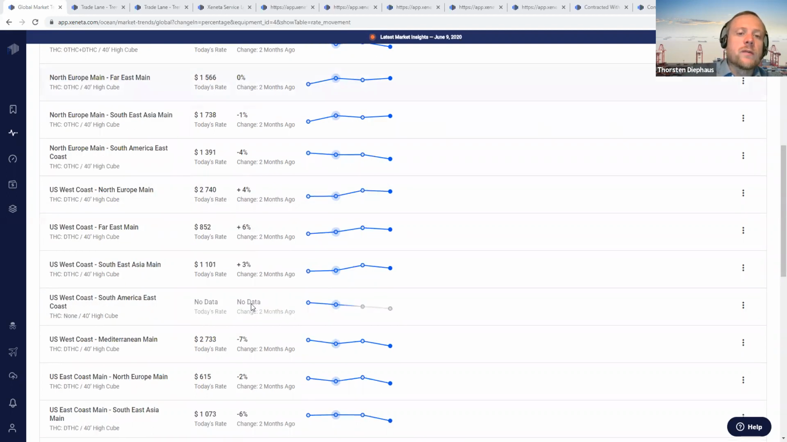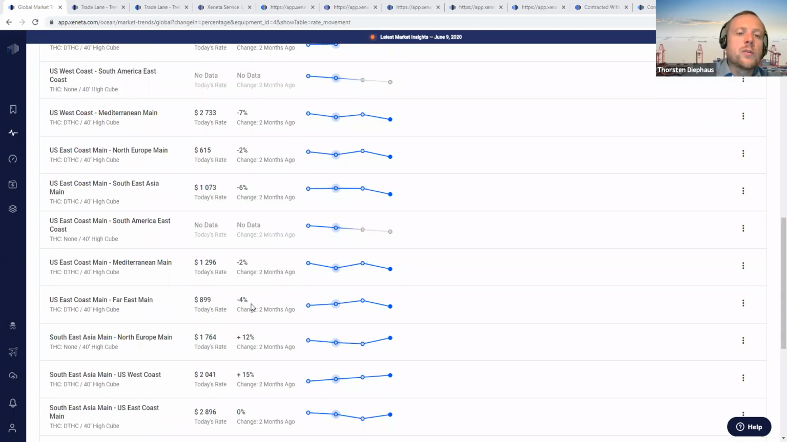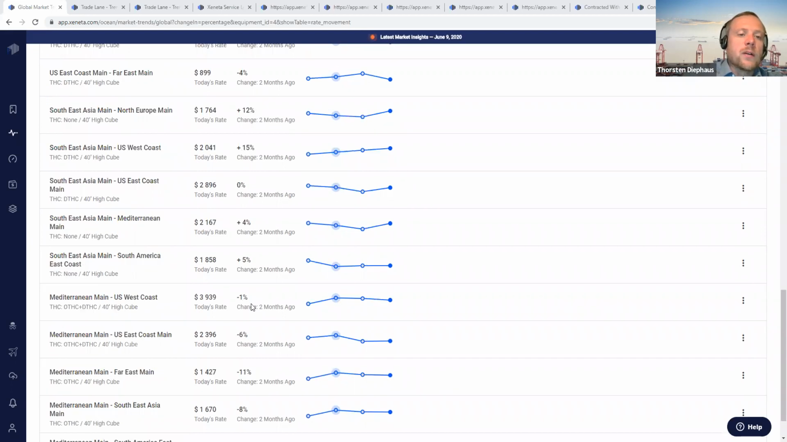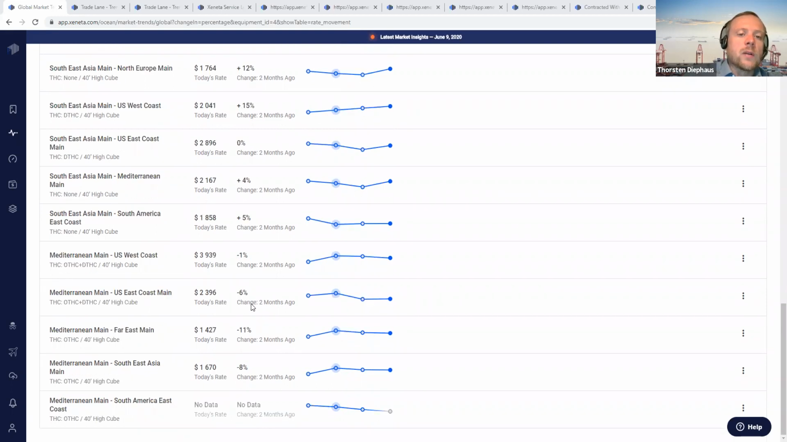This is all the trades where we predominantly see a quite stable short-term rate or even an increased one. There's just a few trades where we see dropping prices, and this is from Mediterranean Main to Far East Main, and as well a little bit from Europe to Far East Main. But this is mainly related to the fact that the prices went up heavily in the previous weeks as well. So therefore, let me go into detail for 2 trades.